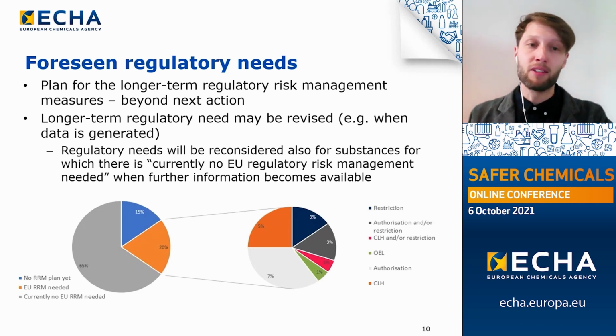You also see that there is a certain percentage of substances where we cannot make a plan yet for the risk management measures. This also usually relates to ongoing data generation. And then there's around a fifth of the substances where we can see already an immediate need for risk management actions. These go to authorization, restriction, CLH, or a combination of those. A few also to OEL, occupational exposure limits.